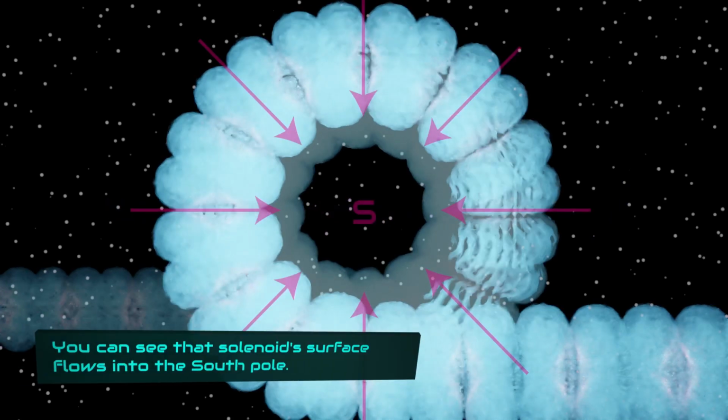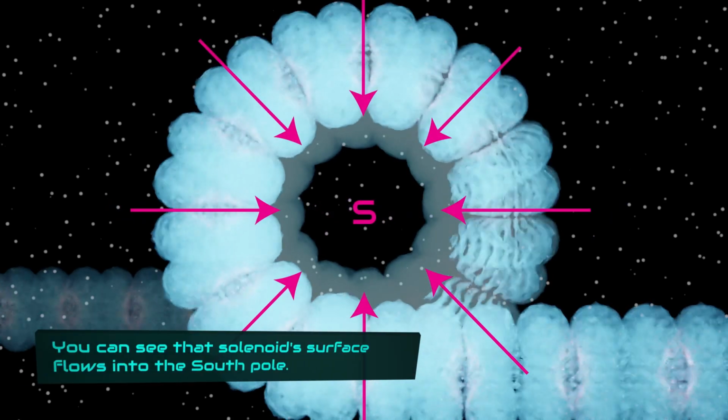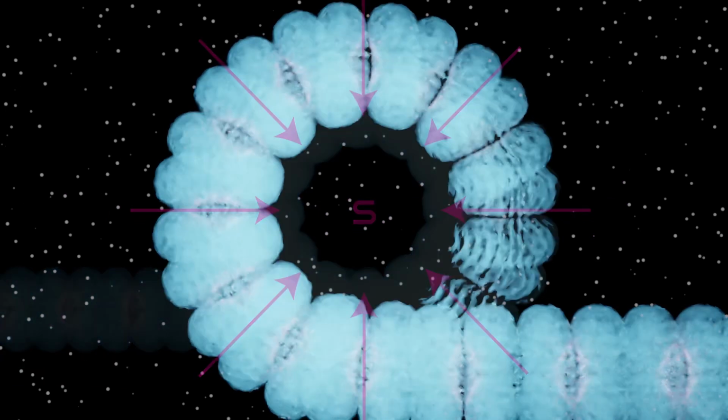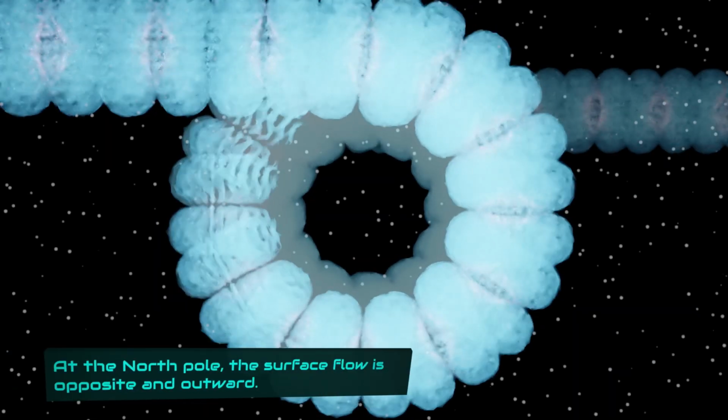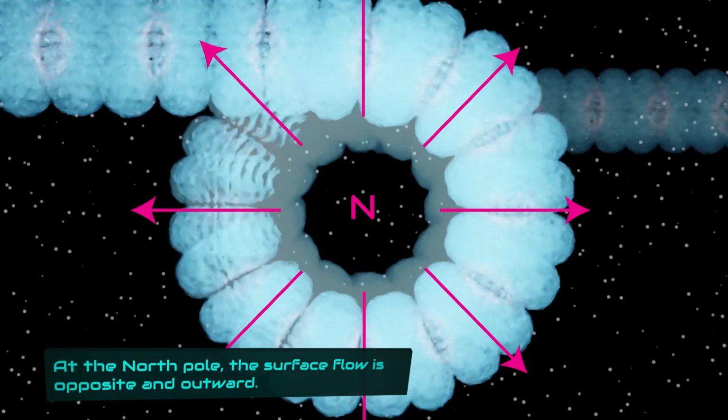What's happening at the poles? You can see that the solenoid surface flows into the south pole. At the north pole, the surface flow is opposite and outward.